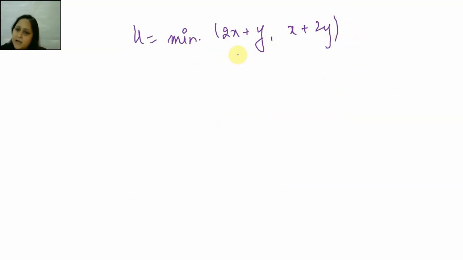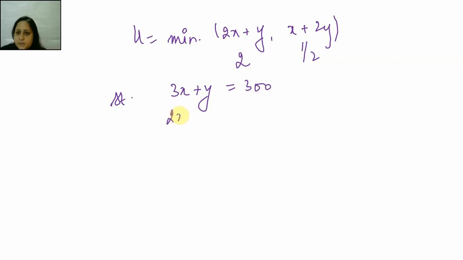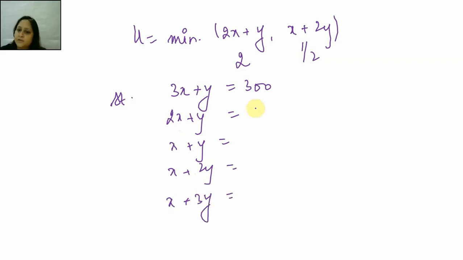So u is equal to minimum of 2x plus y, comma x plus 2y. ठीक है, इसका मेरा MRS है 2 और इसका मेरा MRS है 1 by 2. Subject to, I'm going to take 5 cases here क्योंकि यहाँ पे 5 cases बनते हैं. I have 3x plus y to be equal to 300. 2x plus y is equal to 300. X plus y is equal to 300. X plus 2y is equal to 300. X plus 3y is equal to 300.